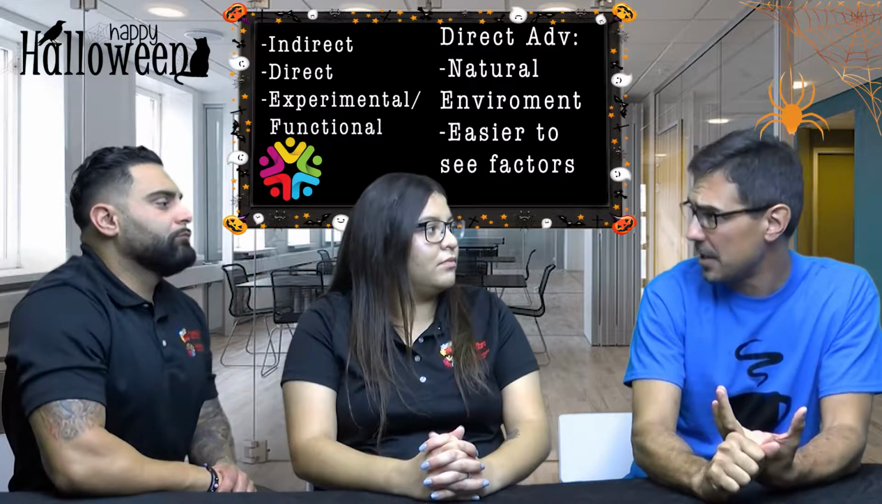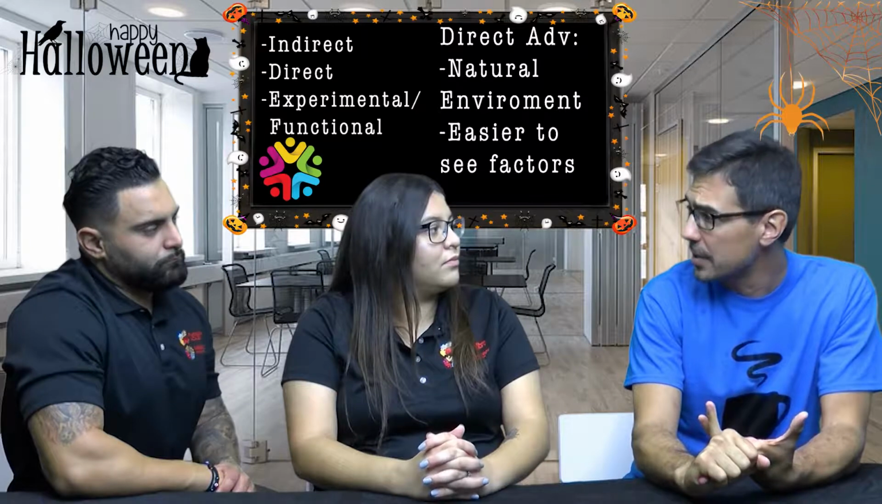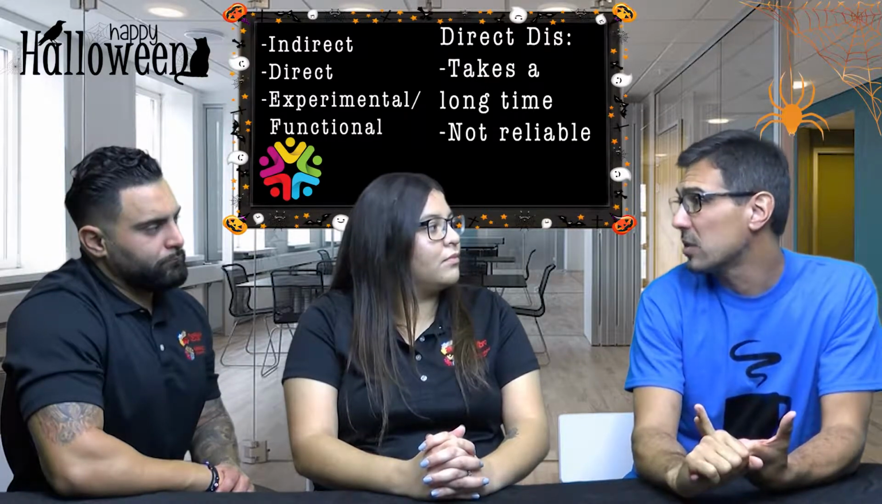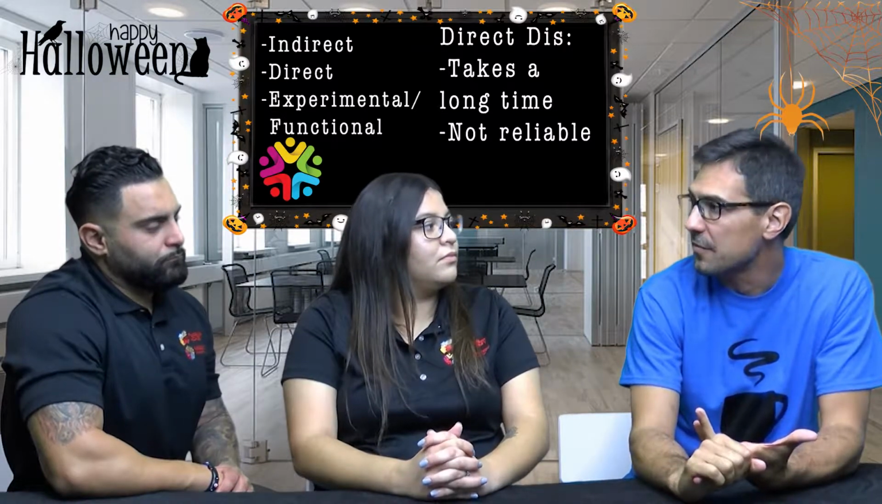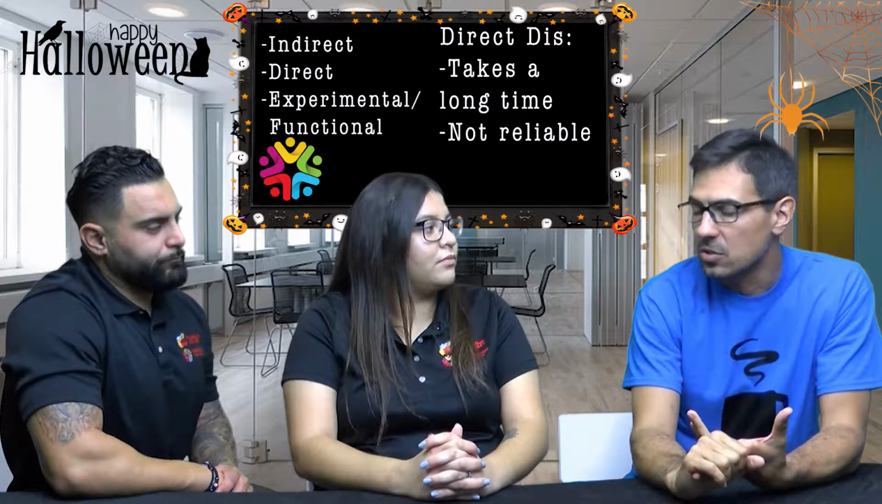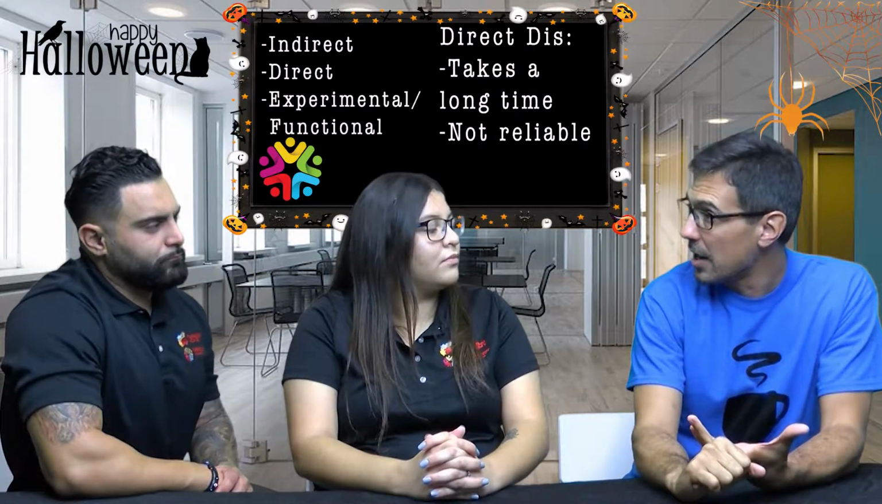Directs are good because you get to see the behavior occurring in the natural environment. You can see what idiosyncratic things might be contributing to the problem behavior as well. The disadvantage there is it can take a really long time. You might have to observe somebody for a pretty significant period of time before they engage in the behavior enough times where you're able to identify those contingencies. And then again, they're also not terribly reliable.